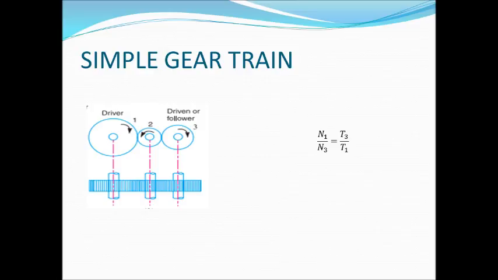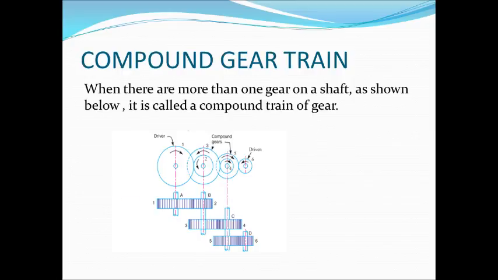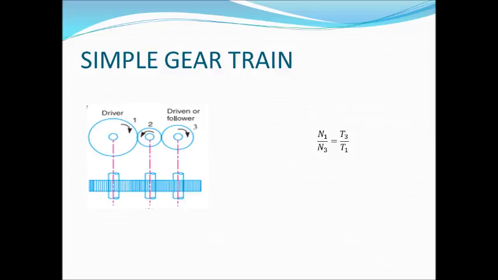This is a special type of simple gear train. In this case, we have an intermediate gear in the middle. This really has no effect on the speed ratio because it's between the driver and the follower, so the formula is still N1 over N3 is equal to T3 over T1.